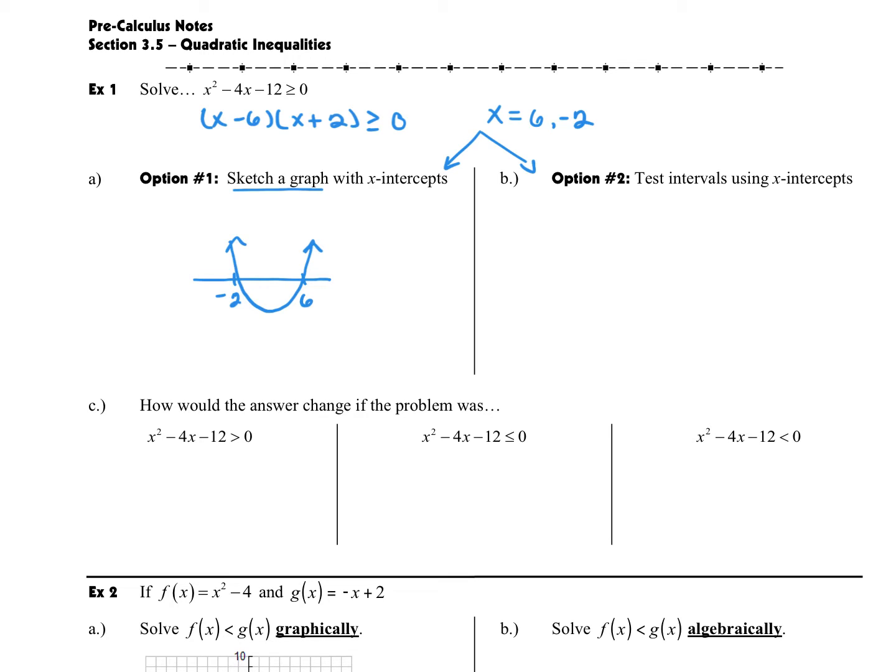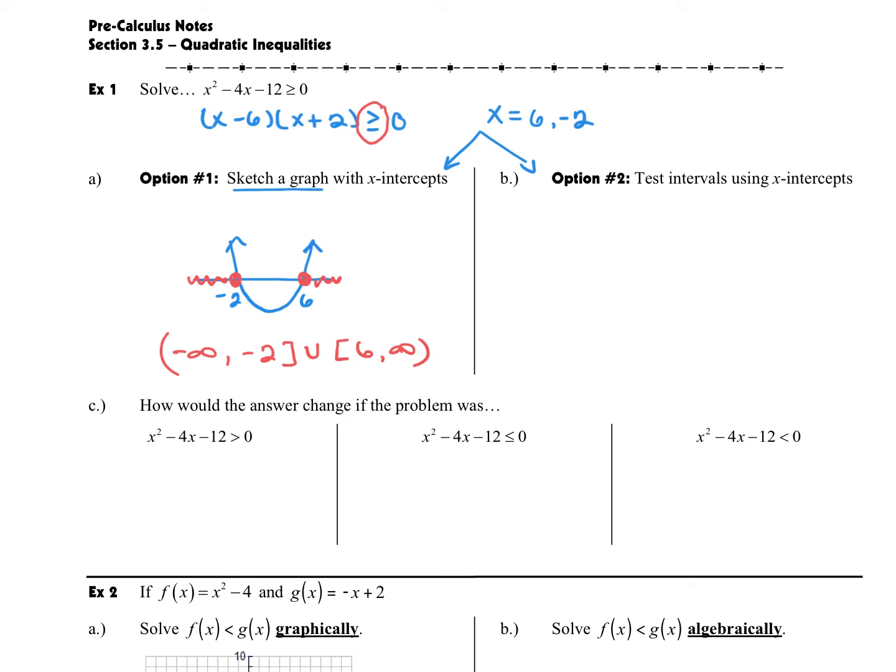Now, since this inequality is a greater than or equal to, I'm going to put some nice solid dots here at the intercepts because I do want where it equals 0. And then in particular, I want to know where this quadratic is more than 0. In other words, where are the y values more than 0? Those y values are going to be out here and out here because we can see it's above the x-axis and above the x-axis. So our solution for this could be negative infinity to negative 2, bracket, union, bracket, 6 to positive infinity, and of course the parentheses on those infinities.